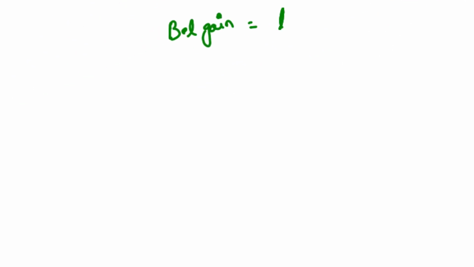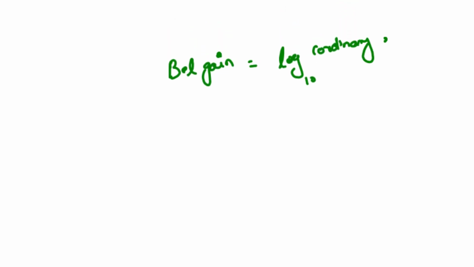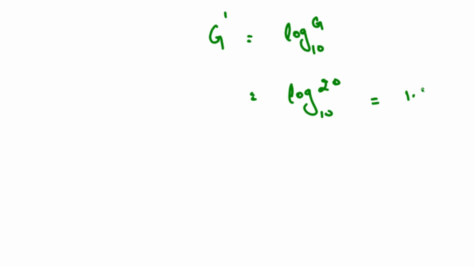That's why we want to put it in terms of a logarithmic scale, because a logarithmic scale will give you a compressed signal representation. That is where the fundamental thing has come, that is bel gain. The bel gain is log to the base 10 of the ordinary value of the gain. Now let us consider how this bel gain has come into the picture. G dash I am representing is the log gain to the base 10. The gain in this case is 20, so log of 20 to the base 10 is 1.301.